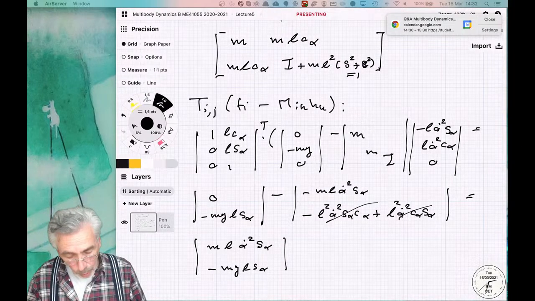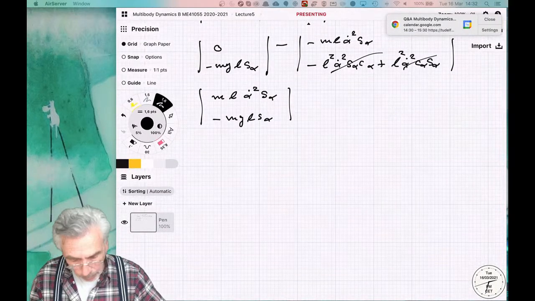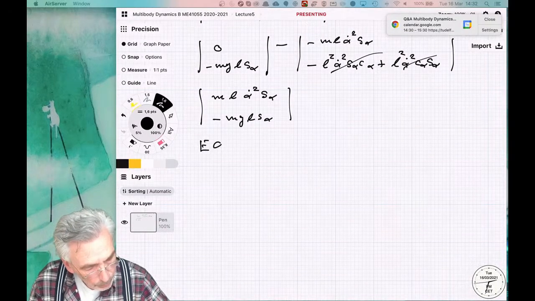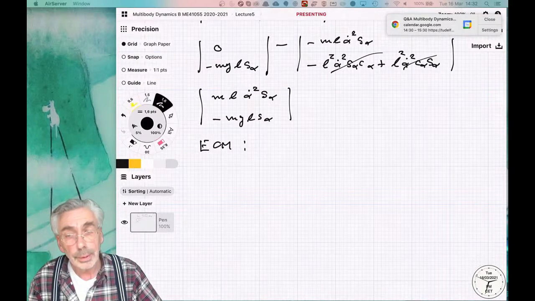So now we have all the ingredients actually. So let's put our equation of motion together, right? We have the mass matrix, we have the accelerations.